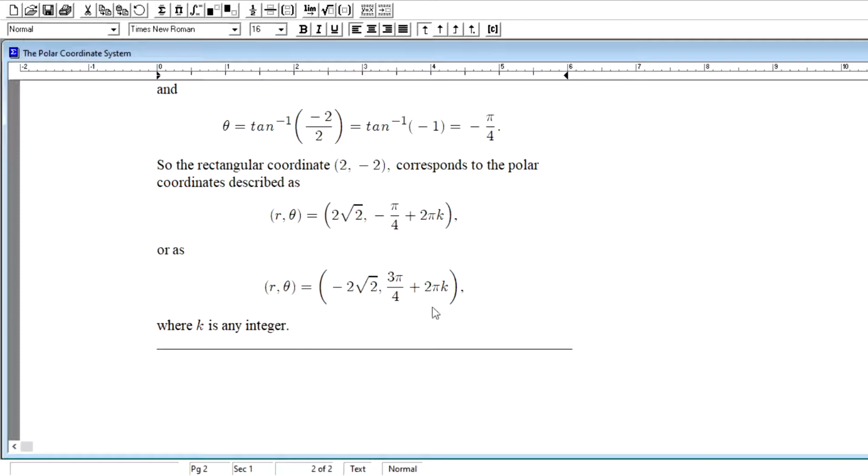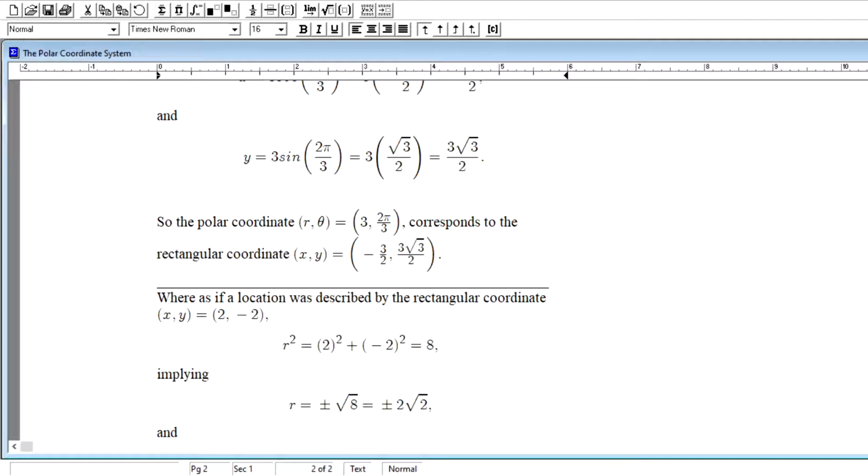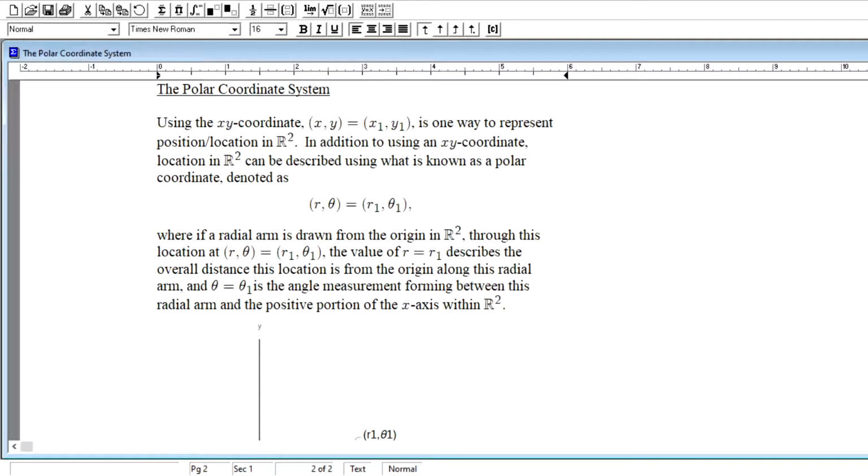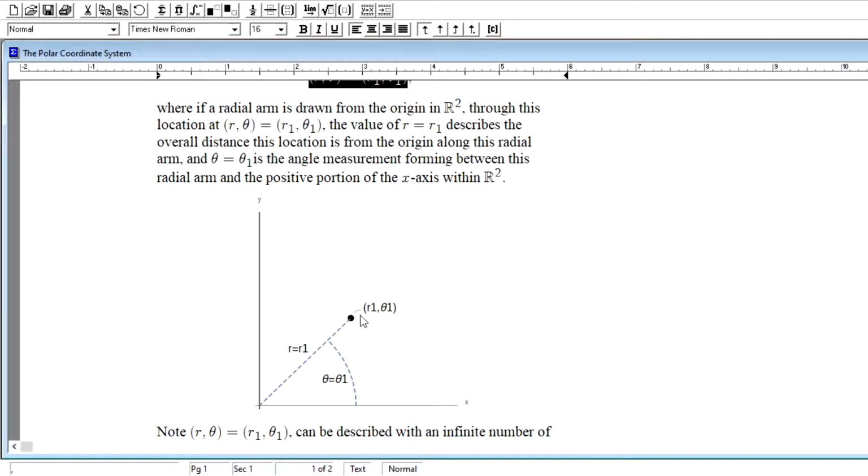All right? So, folks, to begin with here, this is just the beginnings of what we think of as being the polar coordinate system, and describing location in this two-dimensional space that we're familiar with describing in the rectangular coordinate system, now with this idea of a polar coordinate. A polar coordinate describes location by describing some distance from the origin and some angle measurement falling between a radial arm passing through this location and the positive x-axis.